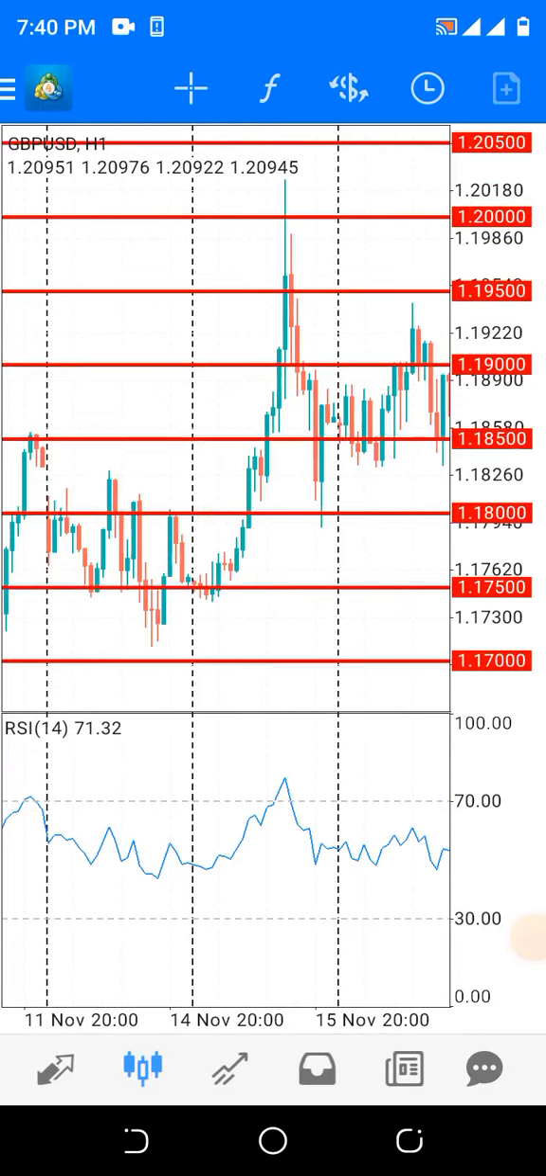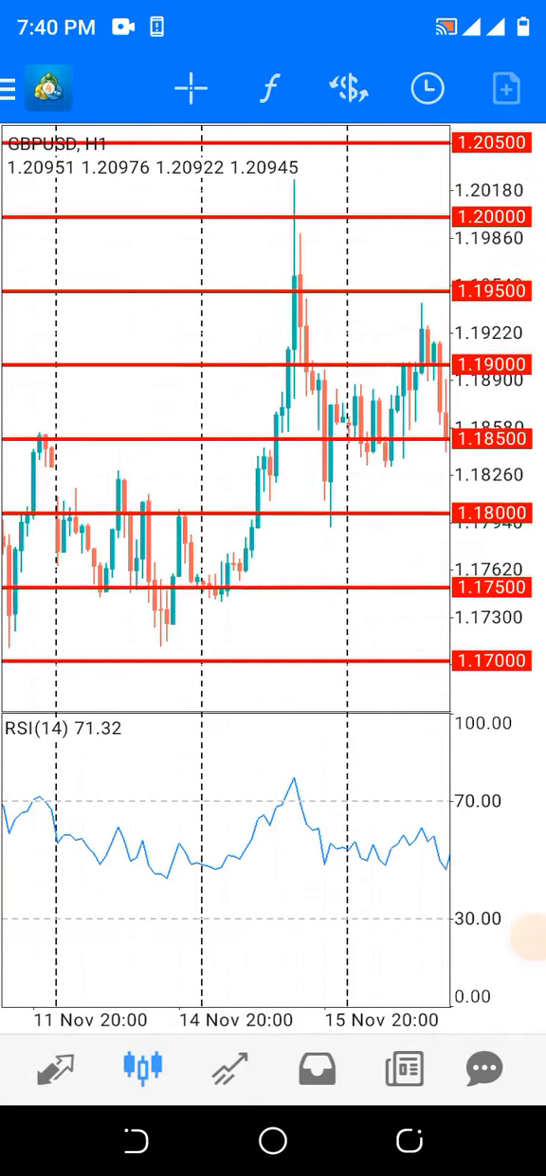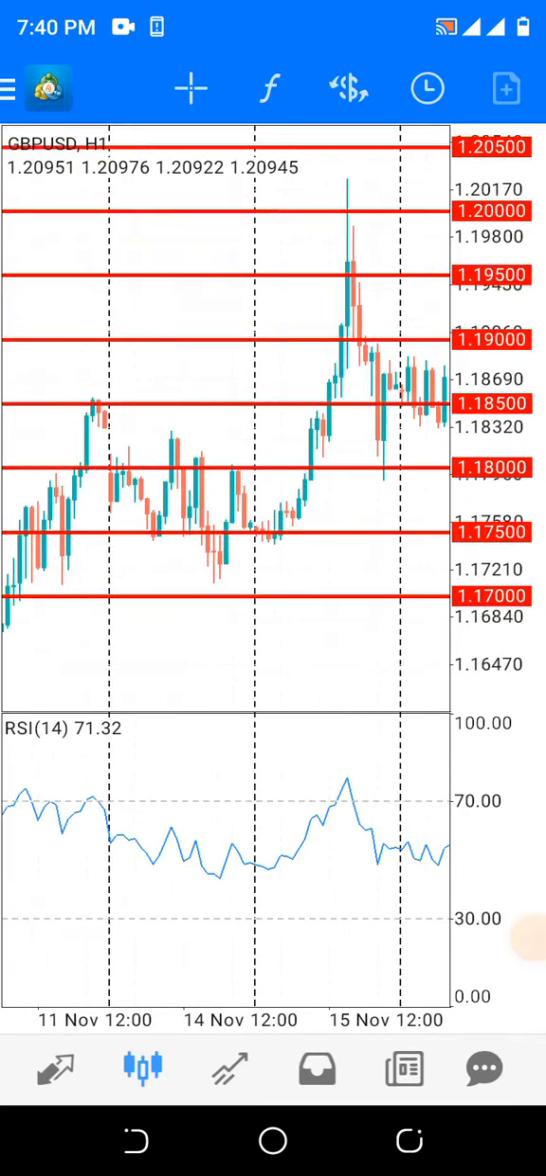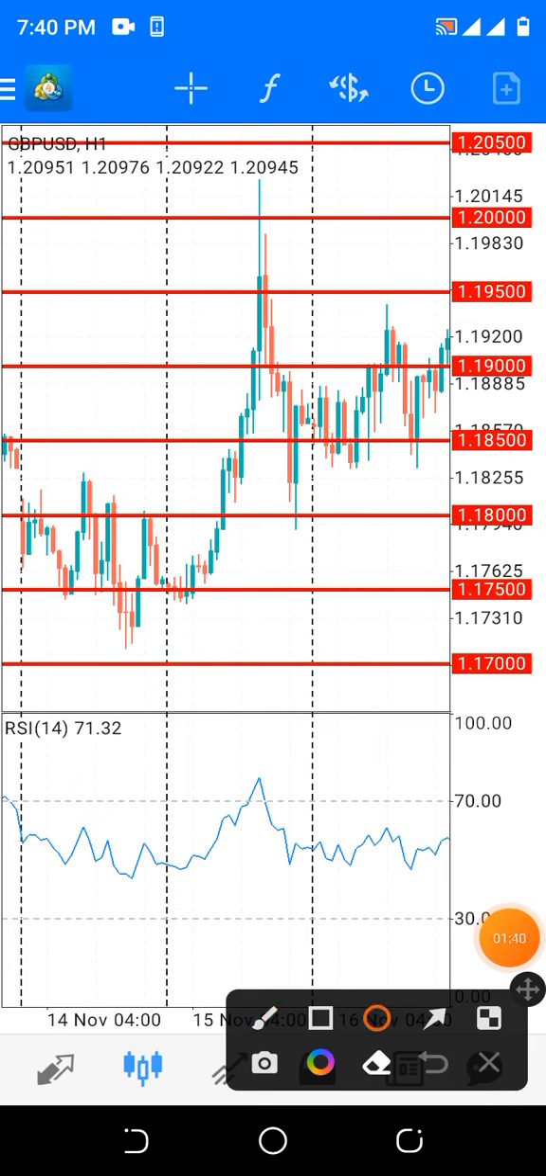Now I want to reveal to you the secret of the psychological level of GBP USDT, how price reacts to them perfectly. Look at my screen, you will see here is a psychological level. Look at this psychological level and look at how price reacts to it. You understand? Here is another psychological level. Here is another psychological level.